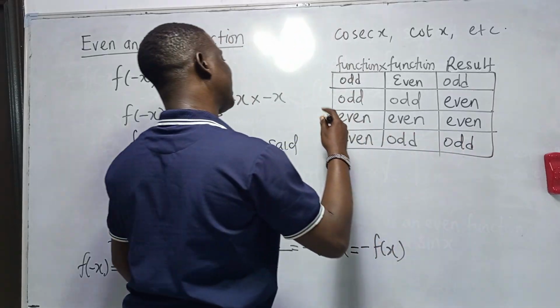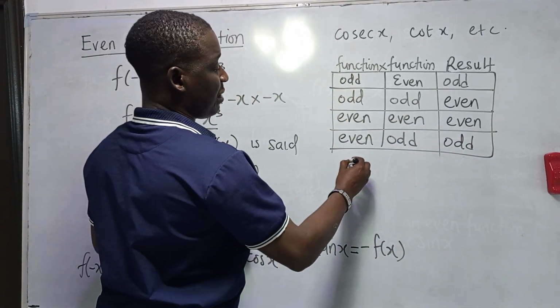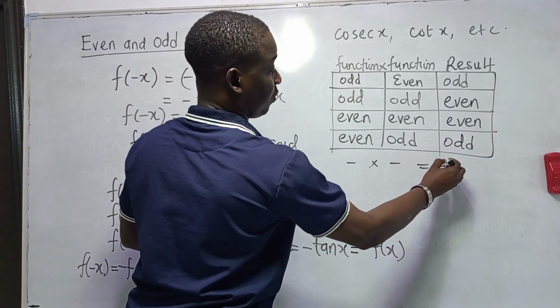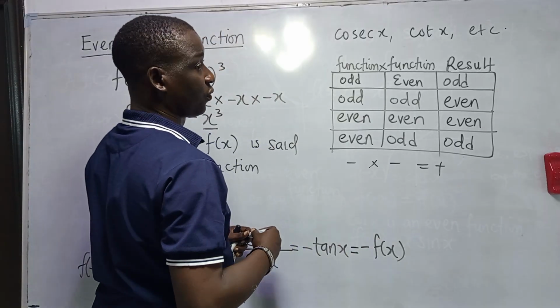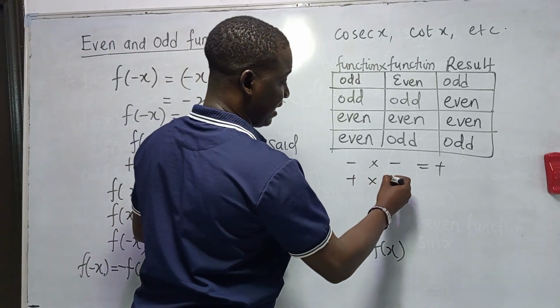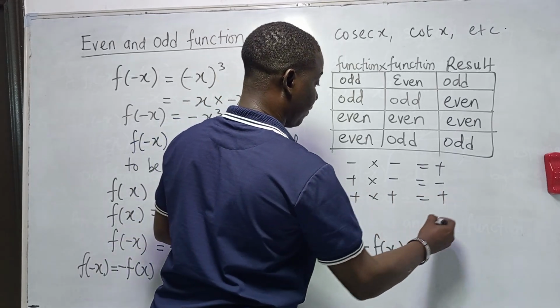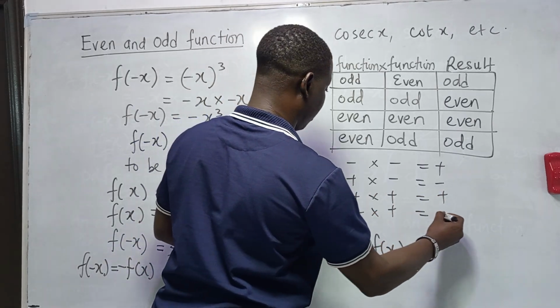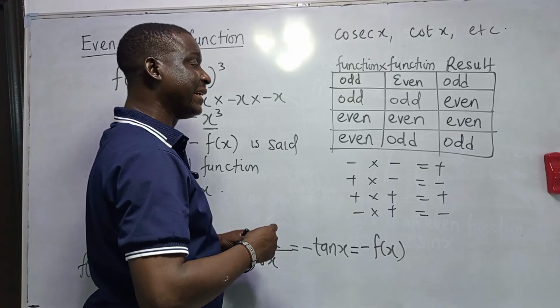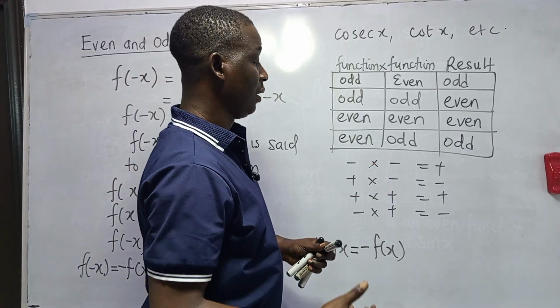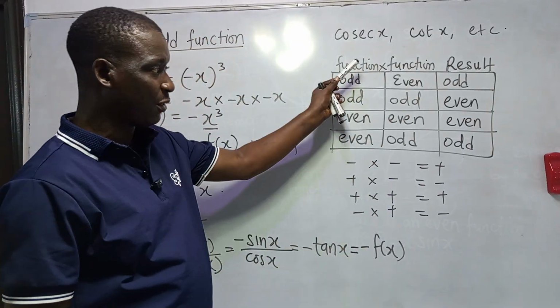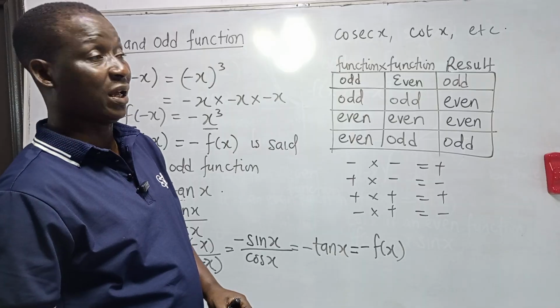Then even multiplied by odd will give us odd. Take odd as minus and even as plus. Minus times minus is plus. Plus times minus is minus. Plus times plus is plus. Minus times plus is minus. You will notice that it plays around everything we are saying.